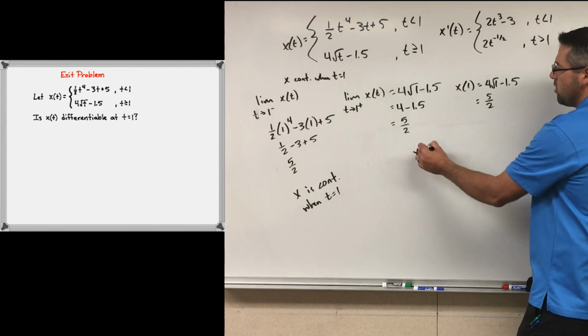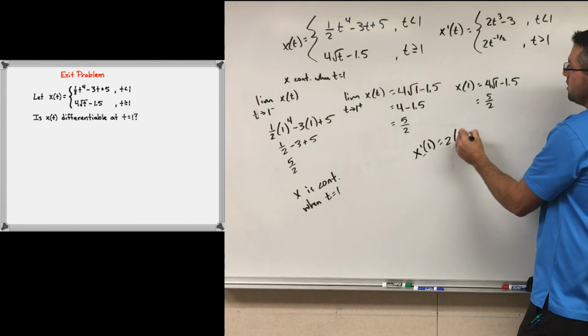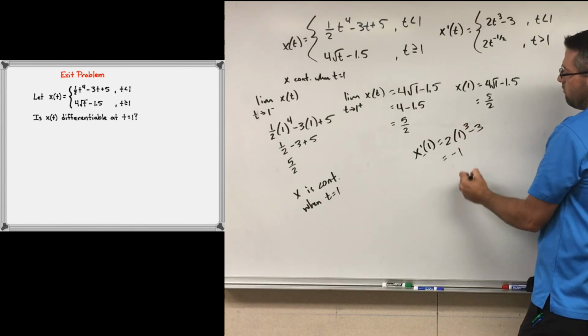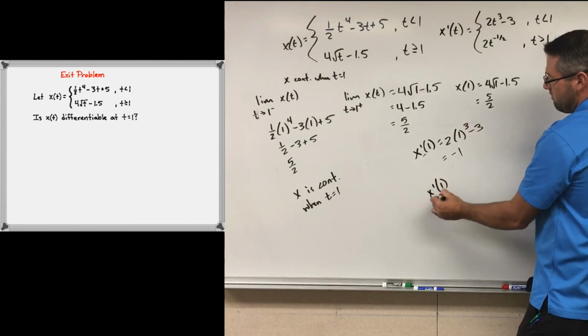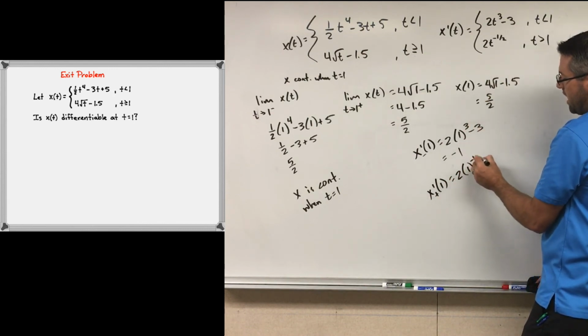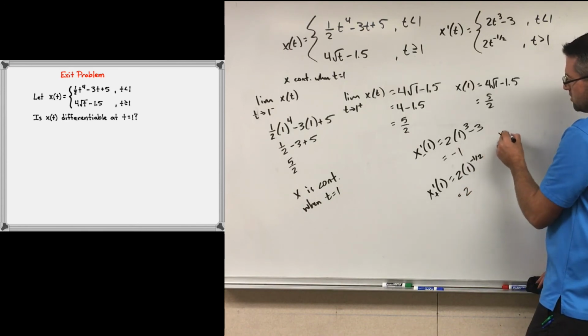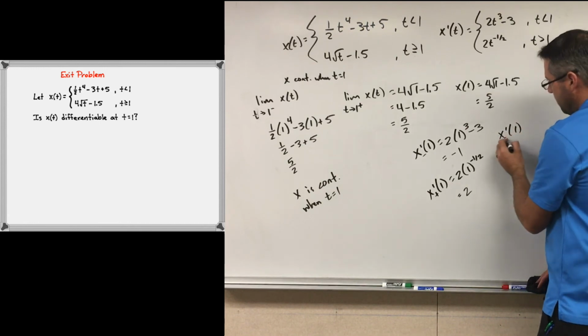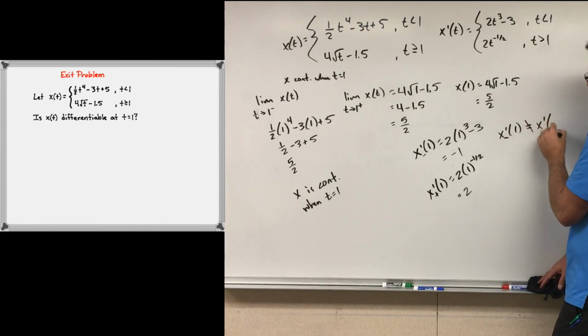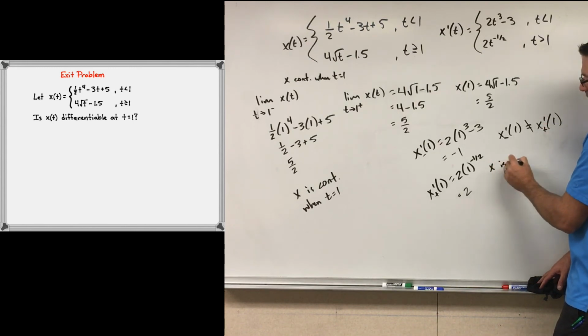Now I'm going to check x prime of 1 from the left. So I'll use the top function. So that's 2 times 1 cubed minus 3, which is negative 1. And then I'll check x prime of 1 from the right. So I'll use the bottom one. So that's 2 times 1 to the negative 1/2. Well, 1 to any power is 1, so that's just 2. So we can see here that x prime of 1 from the left is not the same as x prime of 1 from the right. So we would say x is not differentiable when t equals 1.